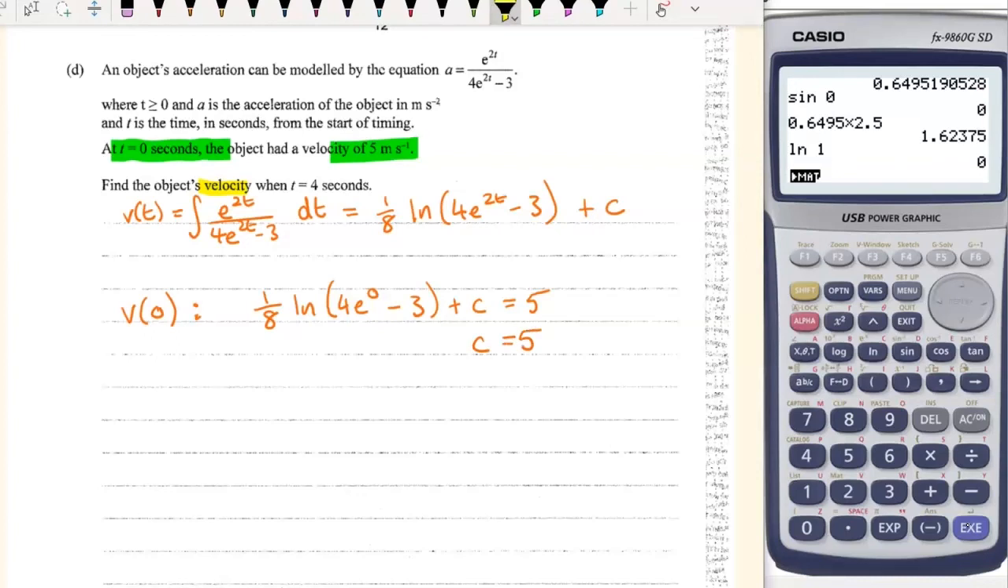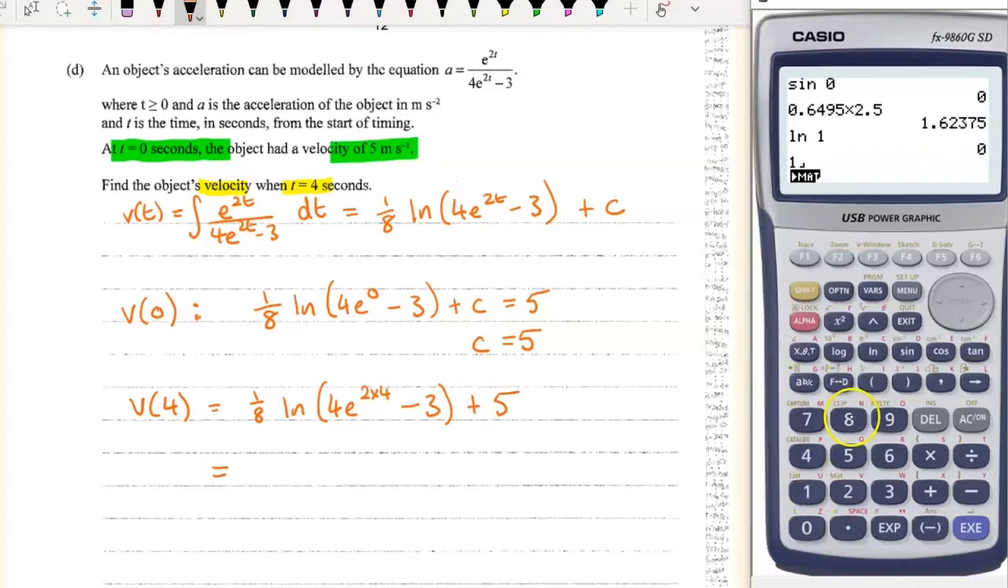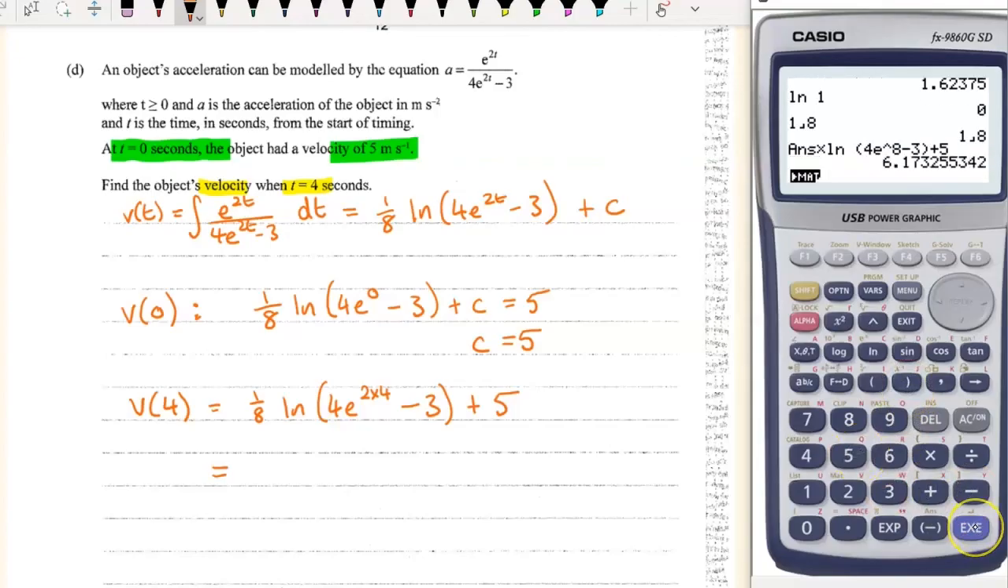So then we want to find out the velocity when t is 4. So v of 4 will be 1/8 natural log 4e to the 2 times 4 minus 3 plus 5. So 1/8 times by the natural log of 4e to the 8, take away 3, and then plus 5. 6.17, and we're measuring in meters per second.